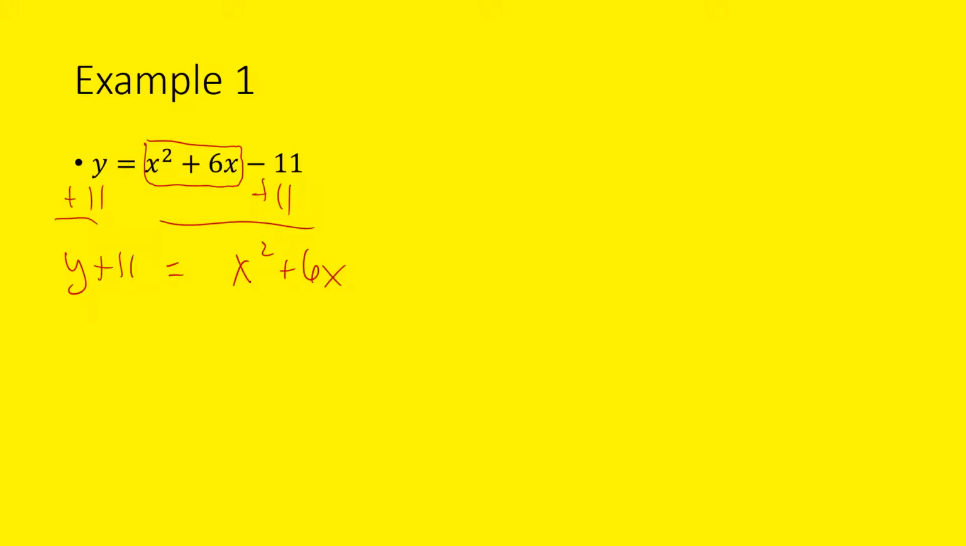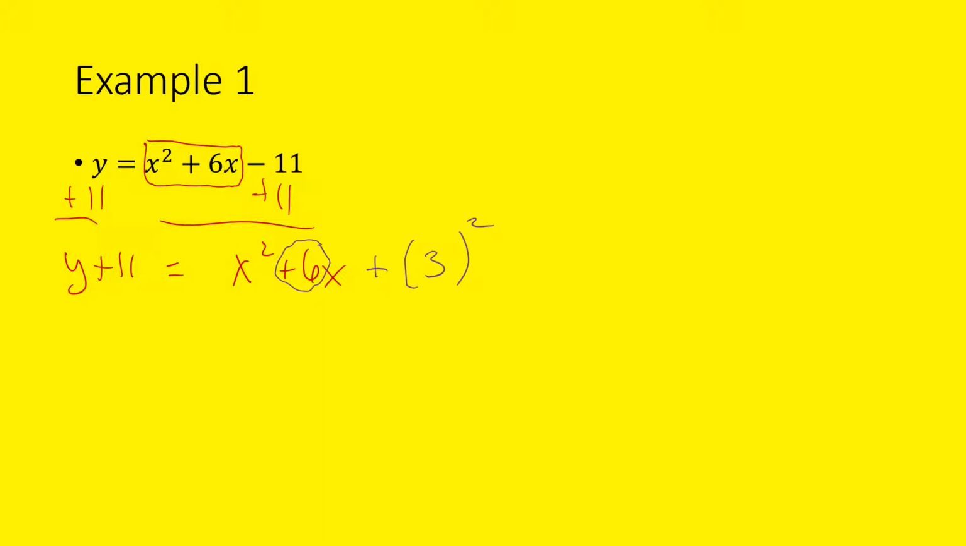Now from here, I'm going to complete the square. So what I do is I take this b term right here, positive 6, cut it in half. Half of 6 is 3. So I'm going to put 3 here. But I'm going to square that quantity. And that's the process of completing the square. Take half of the b and square it.